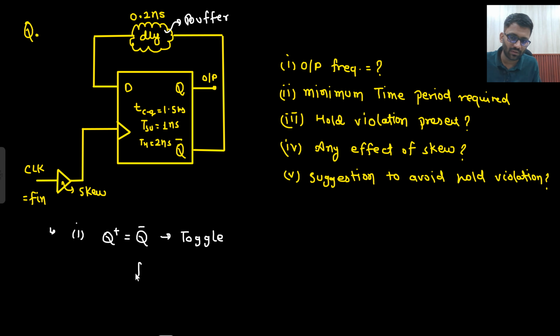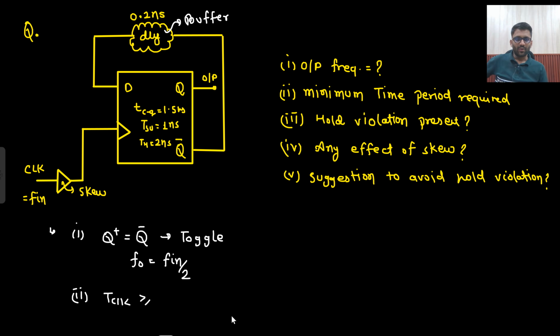So what will be your F out? That would be F in by 2. So it has nothing to do with our STA, right? Let's see the second one. What is the minimum time period of the clock? So what would that be?